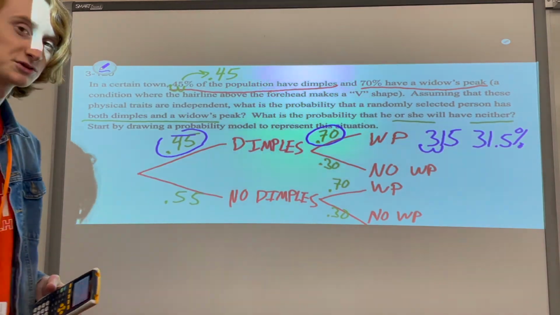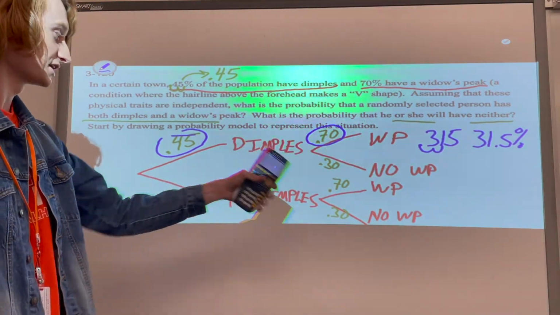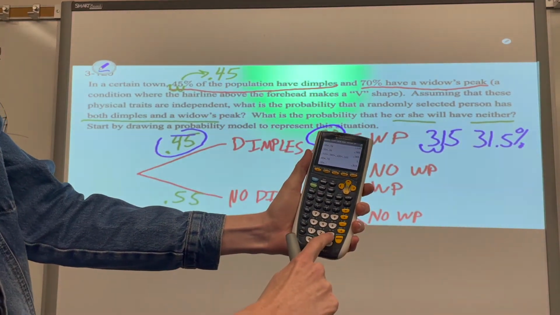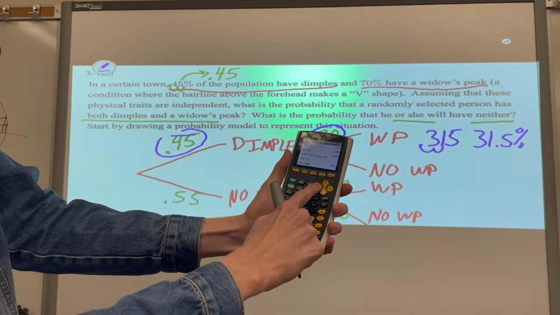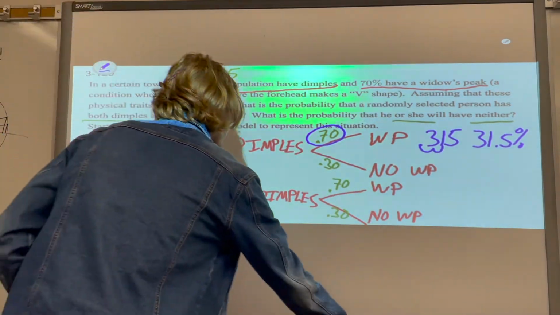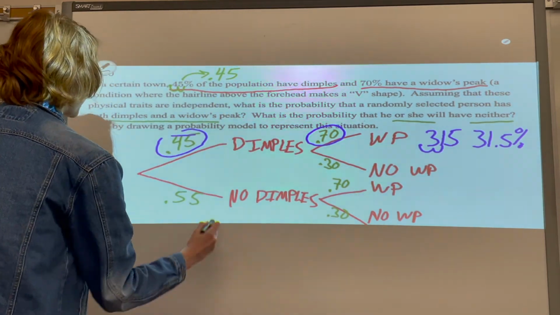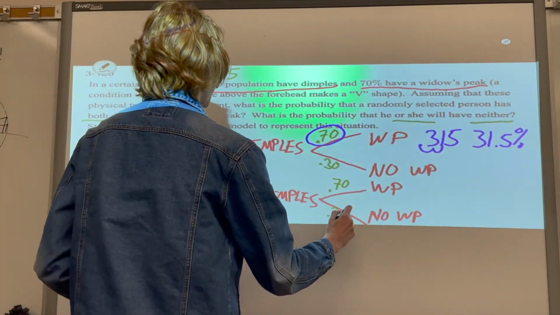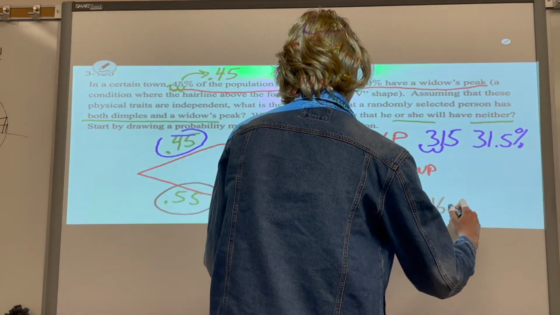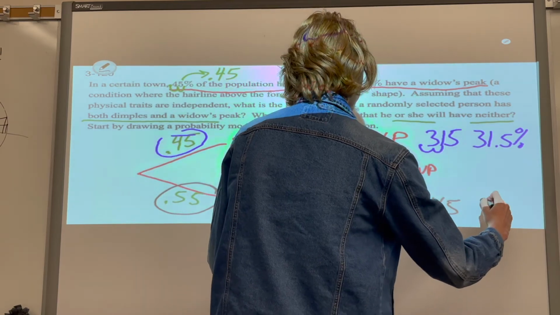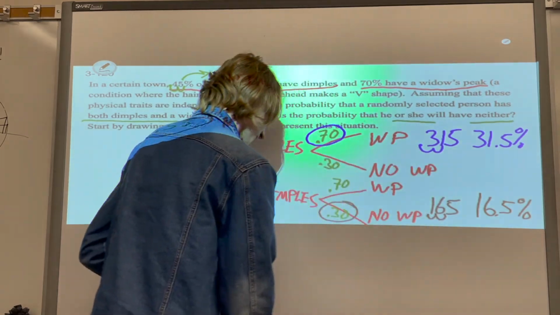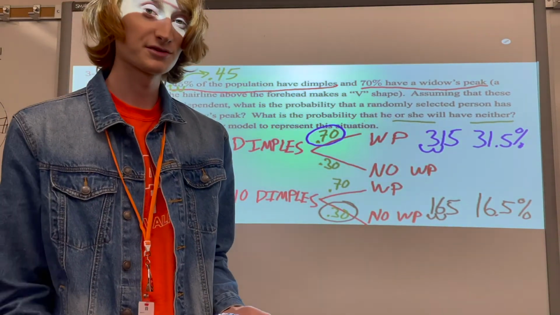Now, the other question was asking what's the probability that they have no dimples and no widow's peak. So in that case, we're going to take 0.55 times 0.30. And that equals 0.165. So I multiplied down the branch again. I'll circle this one in black. No and no. And that got me 0.165, which if I move the decimal over 2 places is 16.5%. Which if you remember, that's exactly the answer we got for the last one.